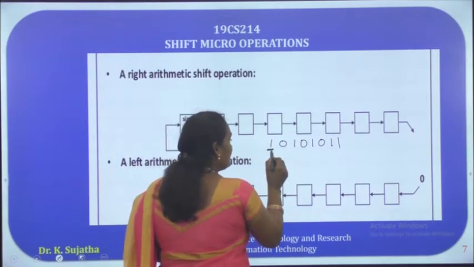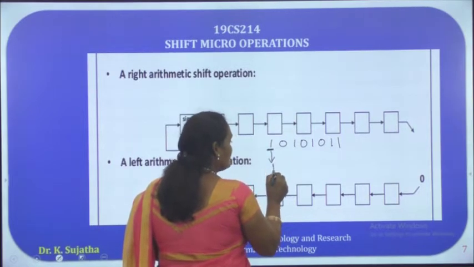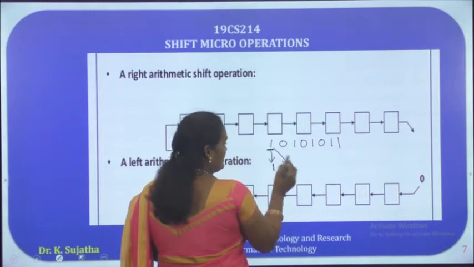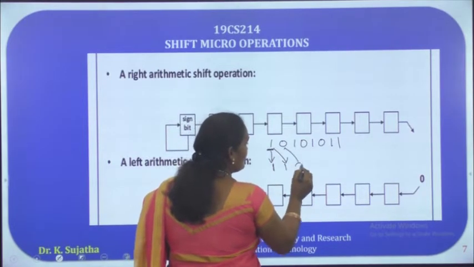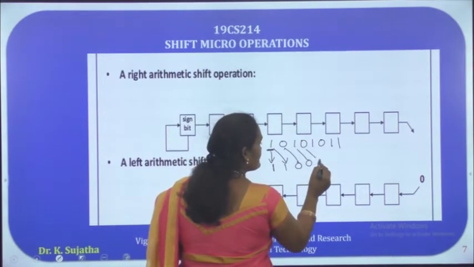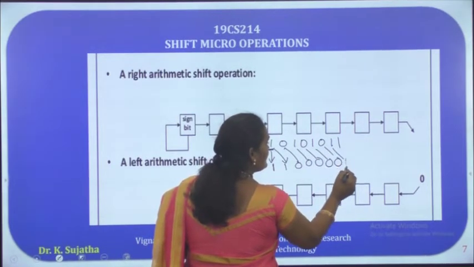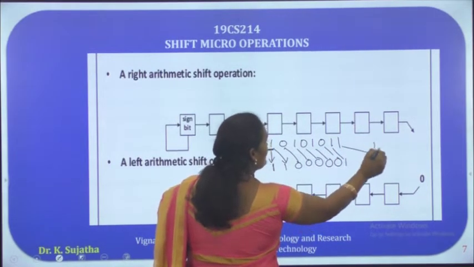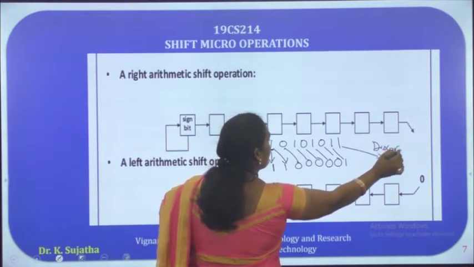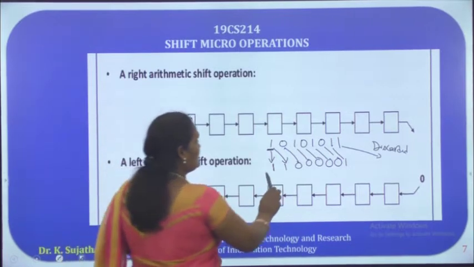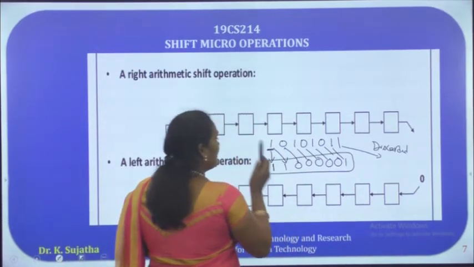So let us see. First the sign bit is present. Again, including the sign bit, I am going to transfer the data. So this comes to here, this comes here, this comes here, this comes here, this comes here, this comes here. This will be discarded. That number will be discarded. That digit will be discarded. So like that, arithmetic right shift will happen.